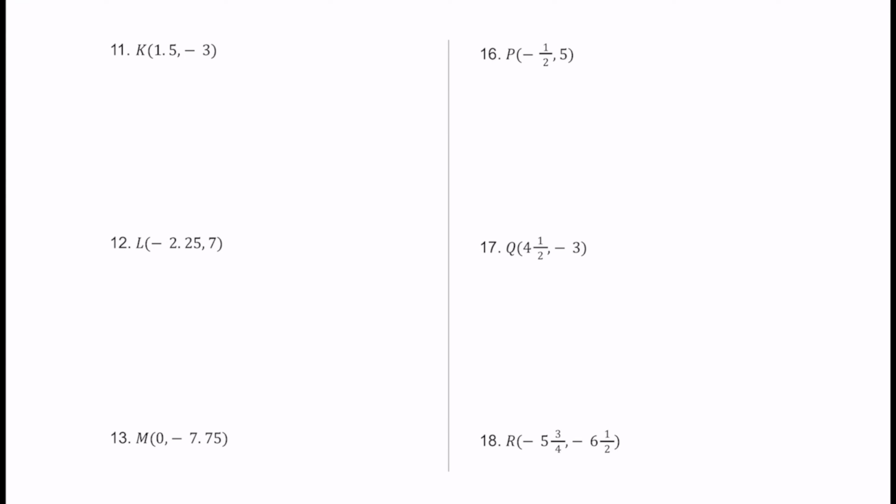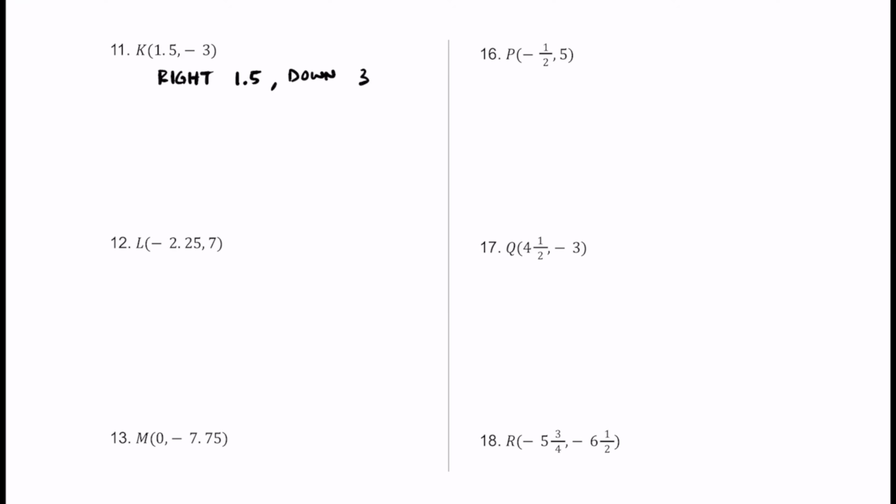For number 11, we have point K, which is at 1.5, -3. This positive 1.5, again, don't let decimals or fractions bother you. All the directions are going to be the same. We just need to know their signs. So this is going to be right 1.5 units. The -3 means we're going to move down 3 units. Okay, so right and then down.